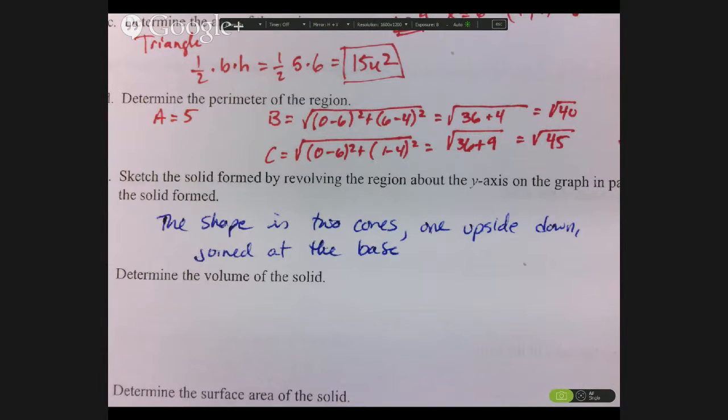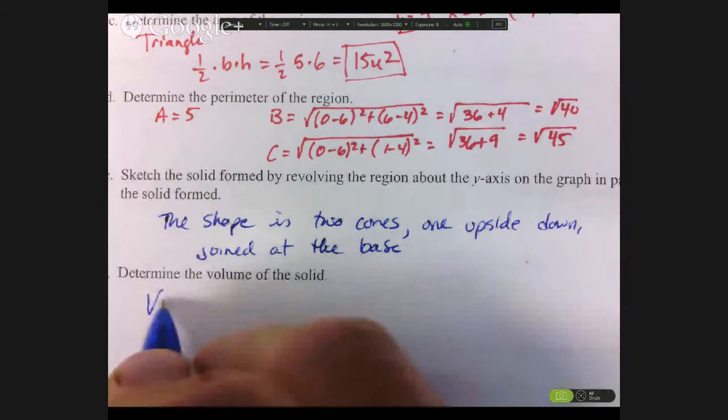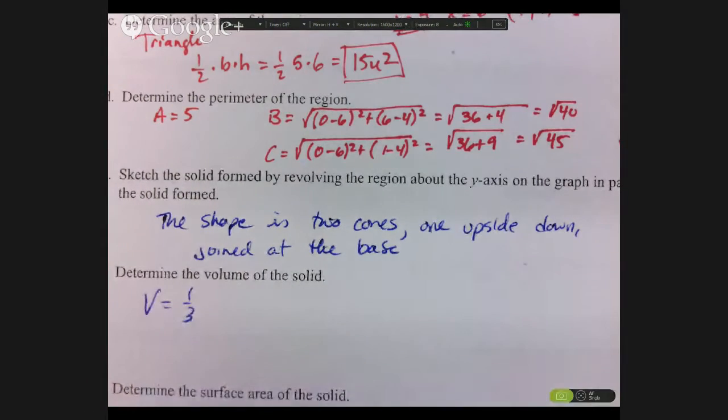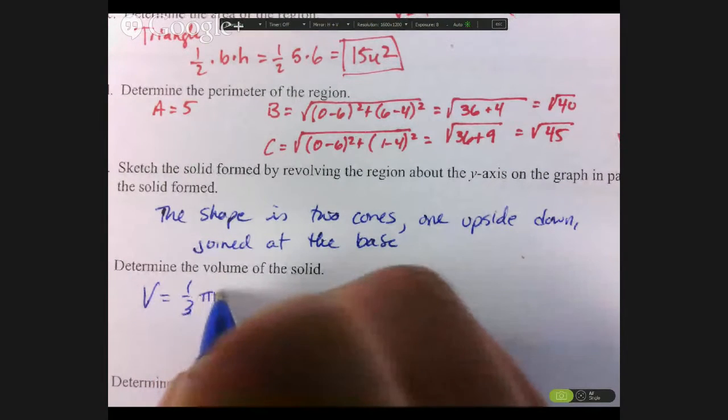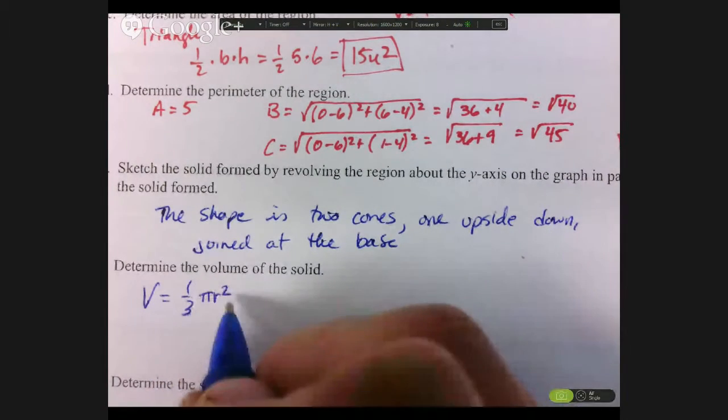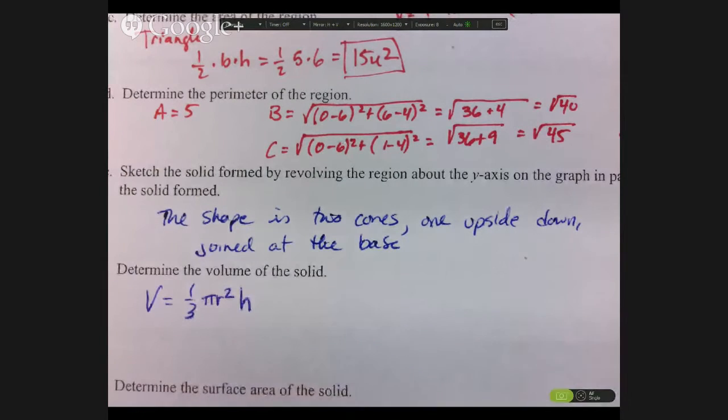Okay, volume. Anybody remember the volume of a cone, the formula? I'm listening. Volume is 1/3 the volume of the cylinder. Anybody? What's the shape of the bottom? What's that formula? 1/3 pi r squared times the height.